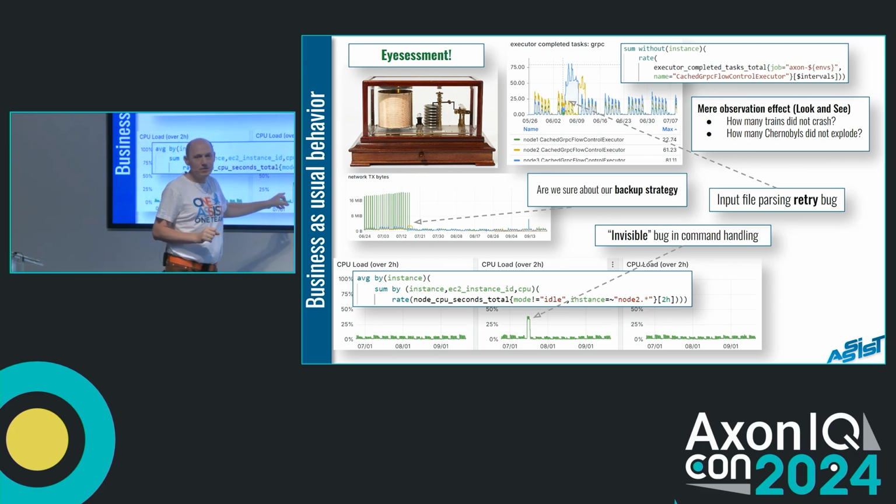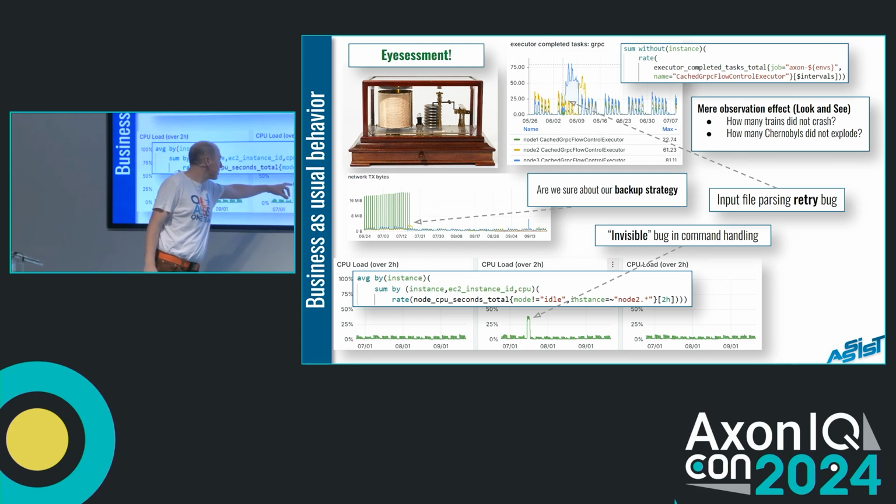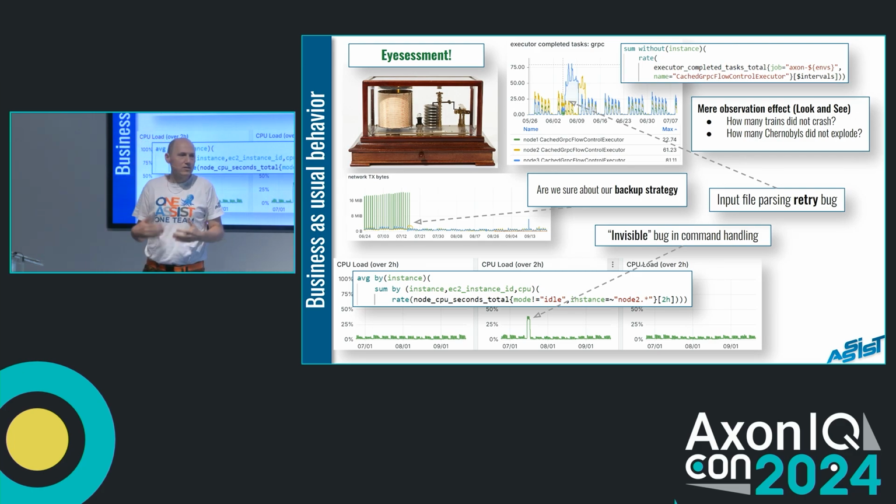There was an invisible bug in command handling, but we are not observing command handling. We were just observing the CPU of the Axon server. And someone from the observability team looked and saw, this is weird, this is atypical, there's something happening. It was Friday afternoon, this is weekend, and on Monday it was fixed. No animal was harmed, the application worked perfectly, just there were plenty of things happening behind, and it would cause a problem. It didn't.